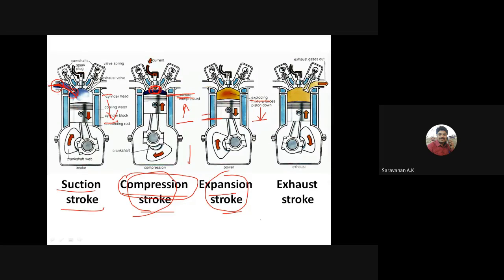After that, the exhaust stroke. The burned gas has to go to the surrounding, right? The burned gas will move to the surrounding.